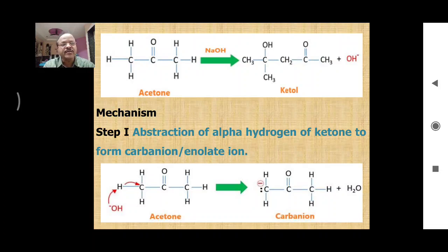We can remove these hydrogens in the form of H plus ions by using a base. One of the acidic hydrogens, or alpha hydrogens, is removed by this base so as to form this carbanion. This carbon carries negative charge and this species is called carbanion. So the first step is abstraction of alpha hydrogen, that is proton, of ketone to form carbanion, which is also called enolate ion.